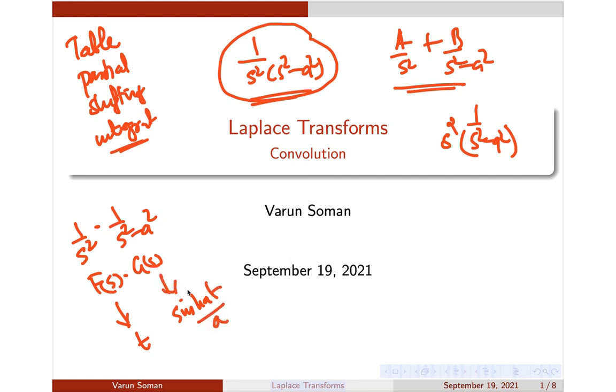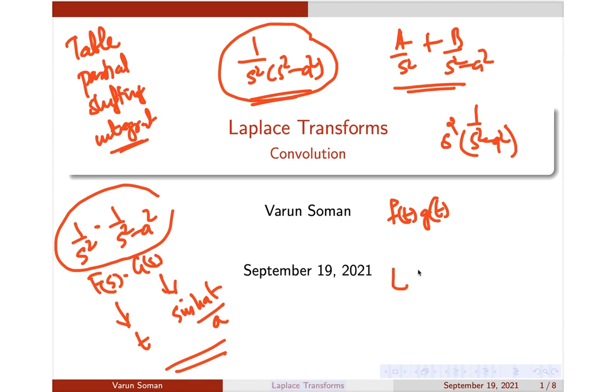So the question we are going to ask here is, is there any connection between the inverse transform of this function and these functions? Is there any relation between the inverse transform of this capital F of s into G of s and the related original functions small f of t and g of t? Or to put it simply, is L of f of t into g of t equal to simply F of s into G of s?